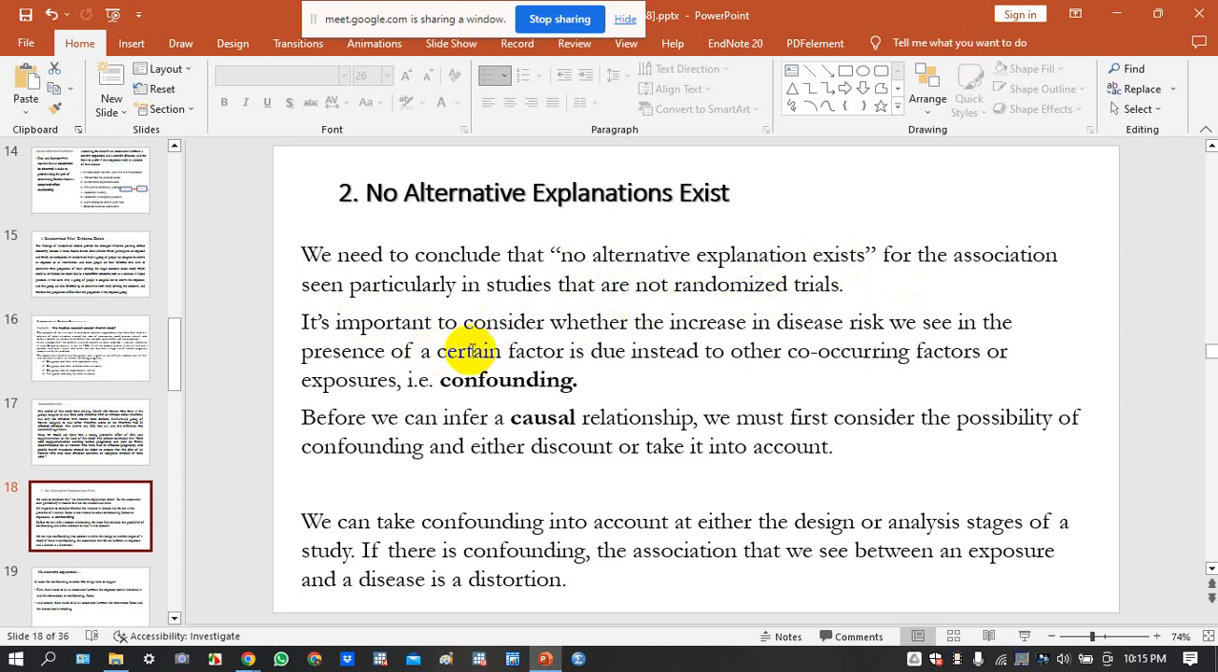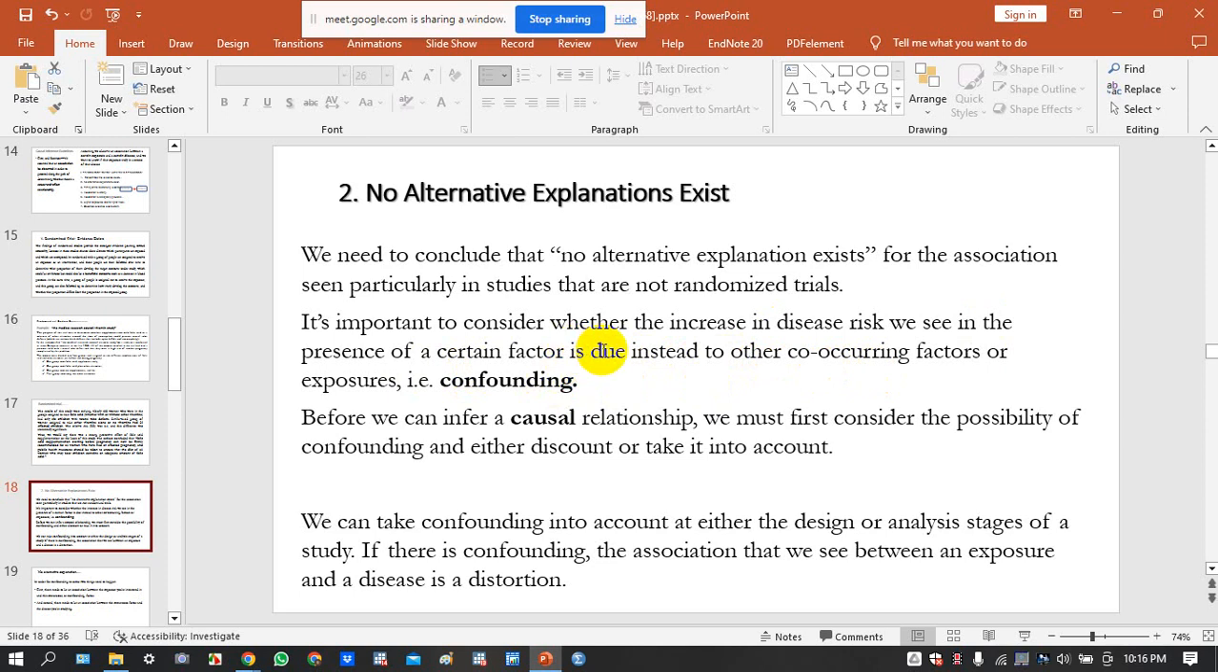Meaning that there shouldn't be different findings or conclusions. Somebody will do a research at Navrongo, another person will do it at Kintampo, and they end up getting different results, meaning that there is something happening, and that is what we call a confounder. It is important to consider whether the increase in disease rates we see in the presence of a certain factor is due instead to other occurring factors or exposures, and this is called confounding.